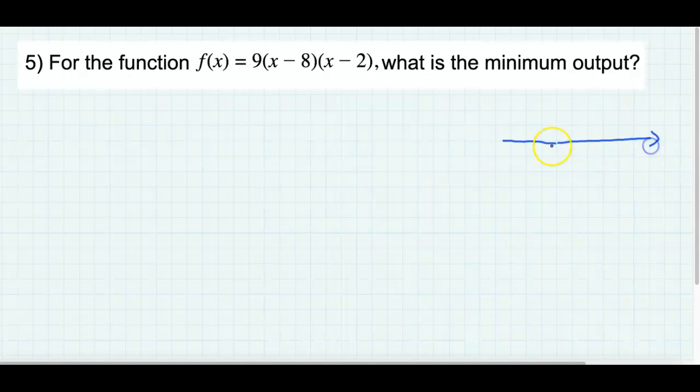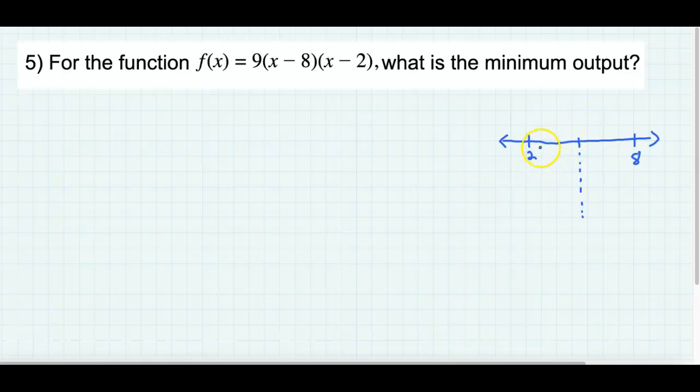So the roots are at, let's just say this, 2 and 8. Okay, so that's where it is. It's opening upwards, and let's see, 1, 2, 3, 4, 5. So somewhere right here is our axis of symmetry.